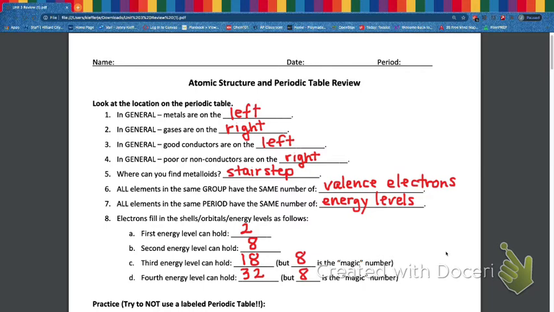Yes? What do you mean by like the magic number? That atoms are most stable when they have 8 electrons in their outer rings, with the exception of the first energy level. So they call that a stable octet. So our noble gases, with the exception of helium, all of the noble gases have 8 electrons in their highest energy level. Okay, so that's kind of like a magic number. It makes the atom very stable.